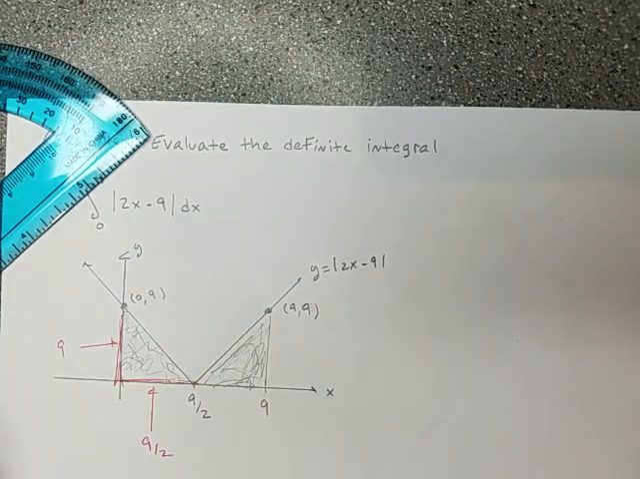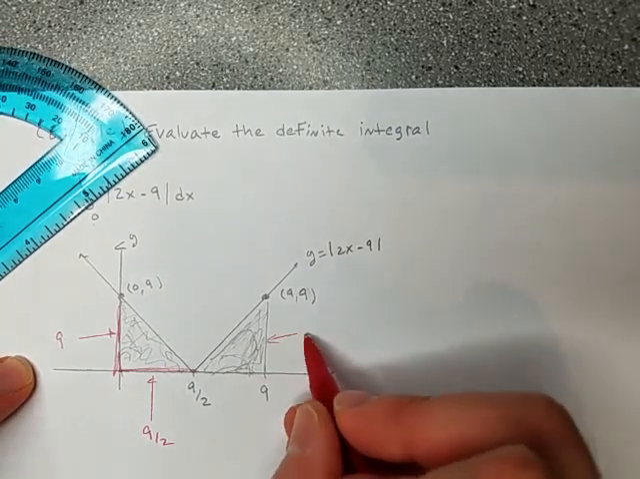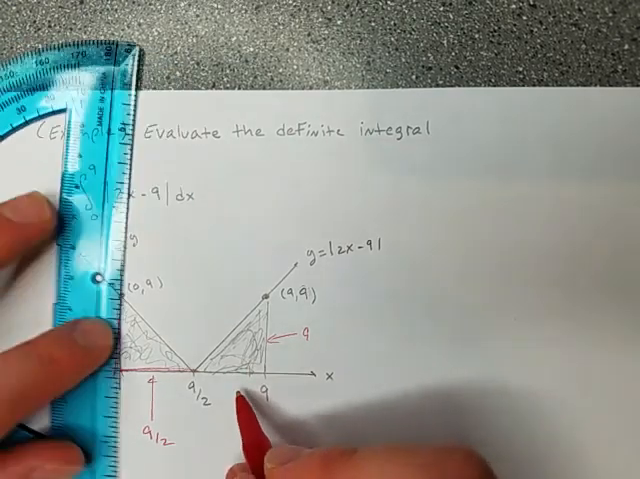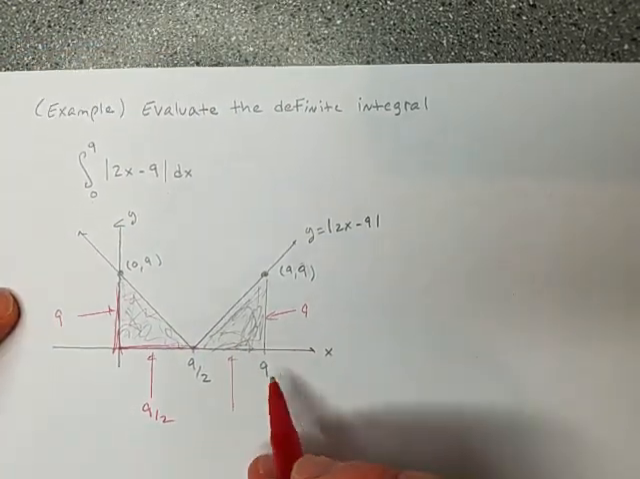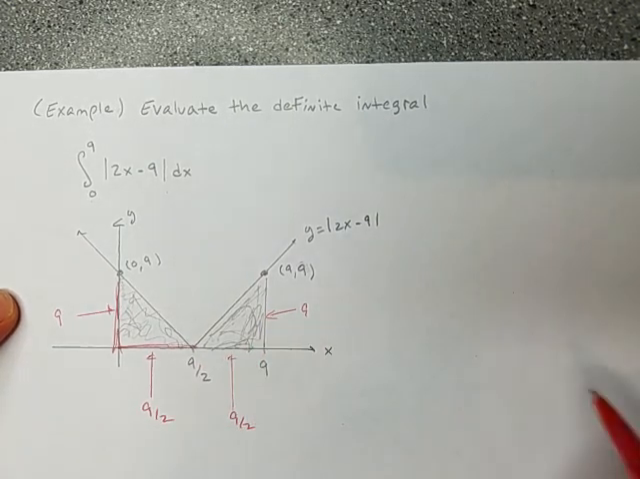All right. And what about this one over here? All right, how tall is it? Oh, also 9. Where's this point? 9. And then what's the width? Well, what's 9 minus 9 over 2? That happens to also be 9 over 2. So these are the same size.